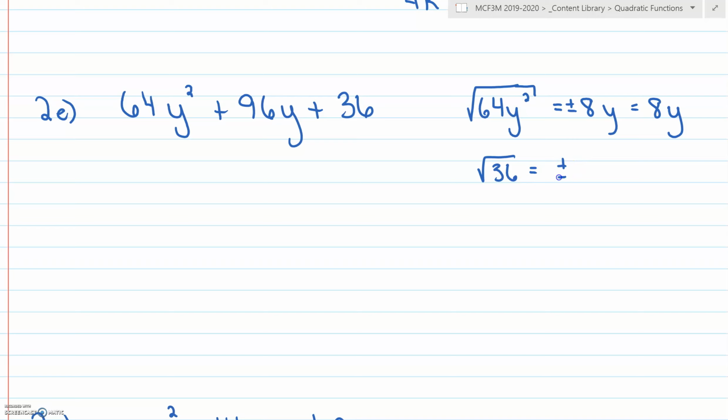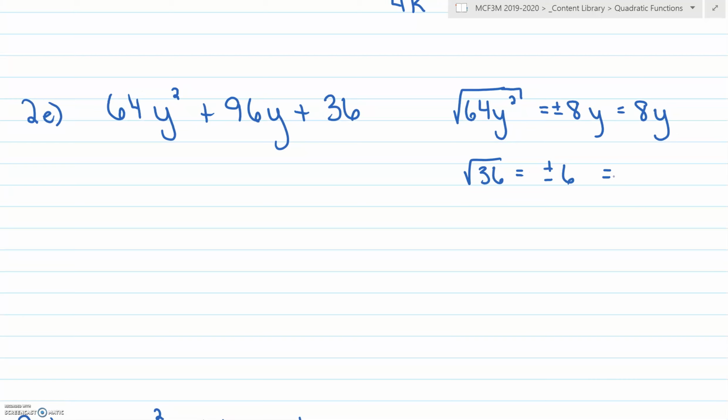Good. So I want you guys, when you do your work, to always put that plus or minus, and then right next to it, which one are we going to take? Why are we taking the positive 6? How can you determine that? Right. The b value is positive, so we're going to take the positive square root. So now we need to do our check.